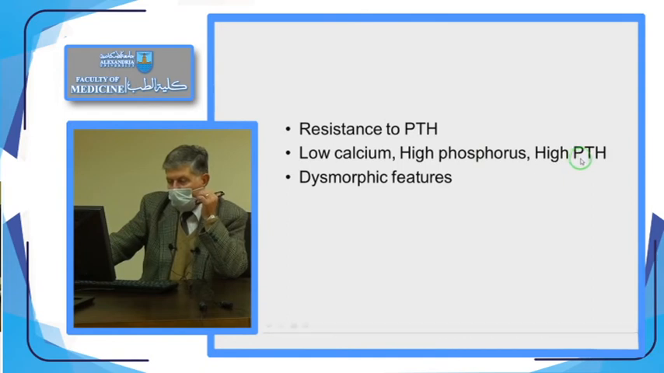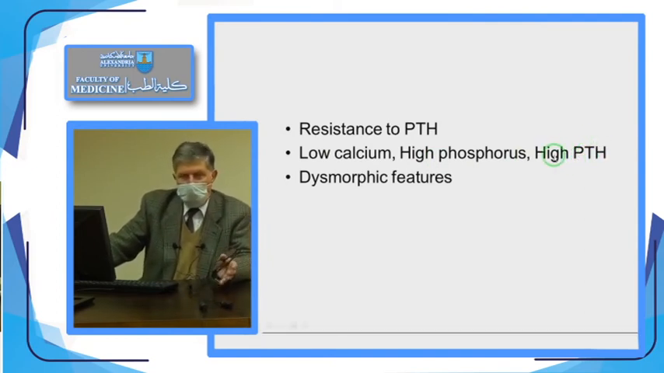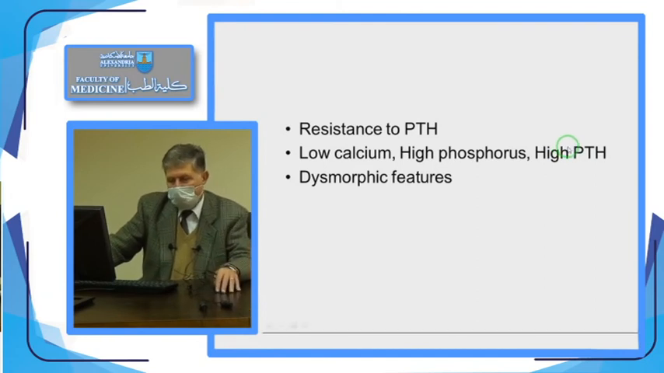And this will give you the same features as you remember of secondary hyperpara due to chronic kidney disease. Chronic kidney disease have got low calcium, high phosphorus, and high PTH. But of course, you'll be measuring the serum creatinine, so you will recognize that this is secondary hyperpara due to chronic disease, not due to pseudo-hypopara.